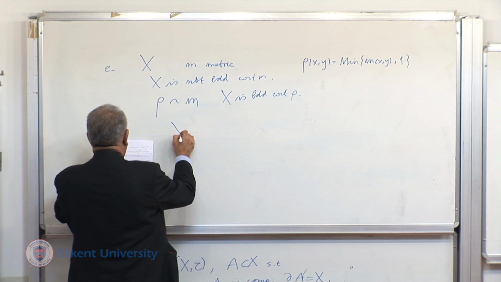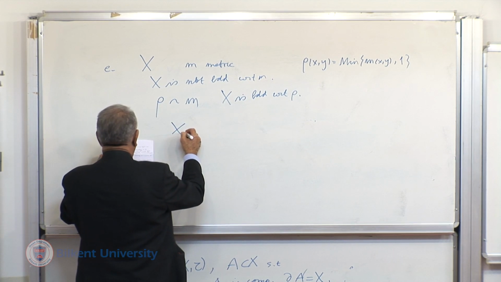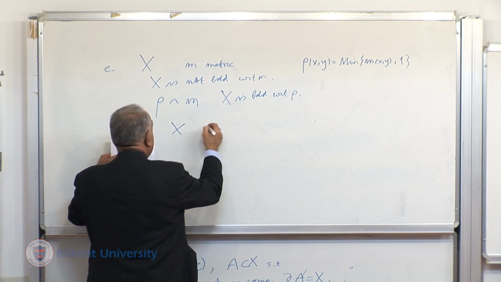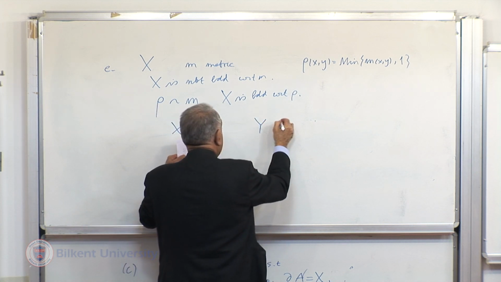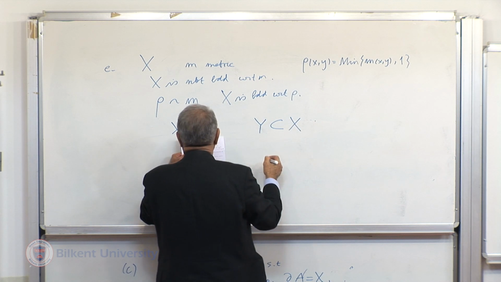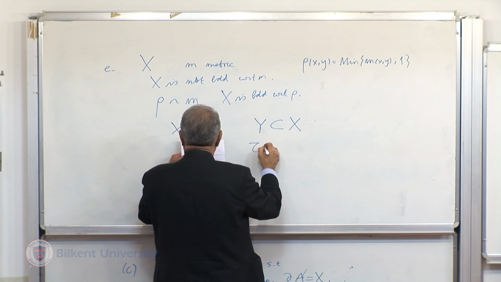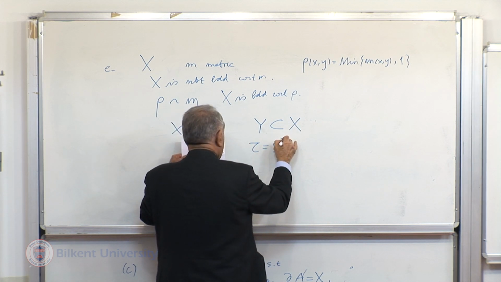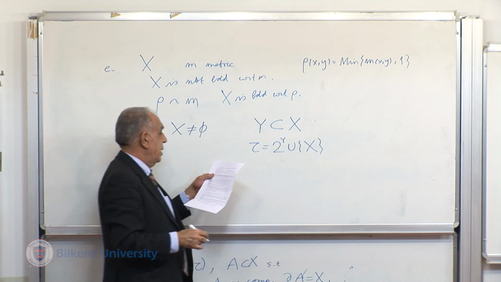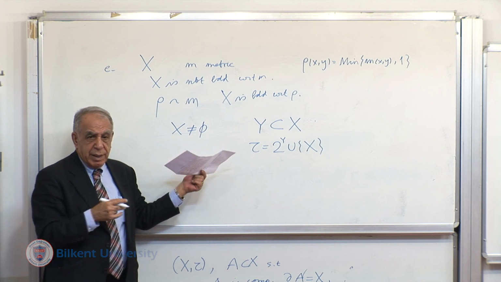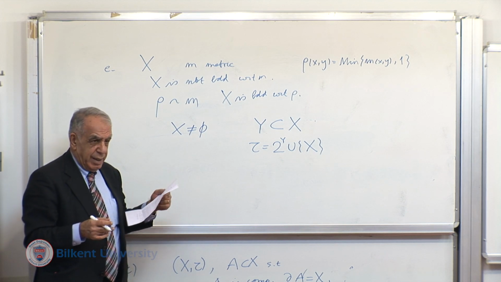Here, X is a non-empty set. Here, Y is contained in X, and tau is 2 to the Y union this set X. Well, that this is a topology is clear, I guess.